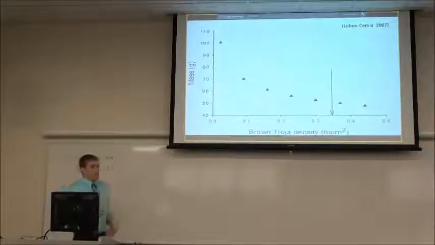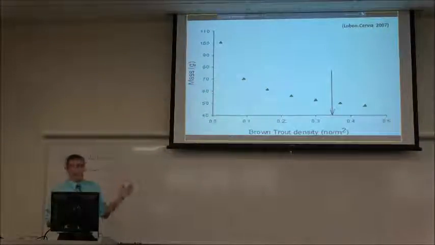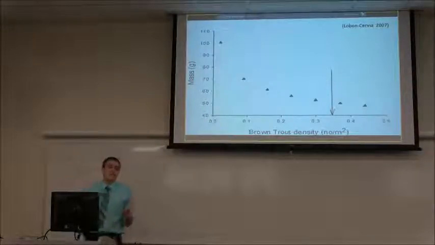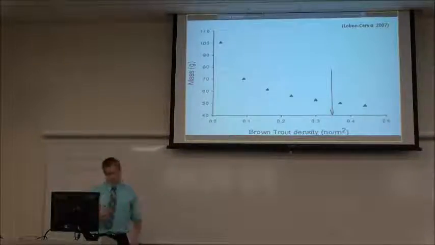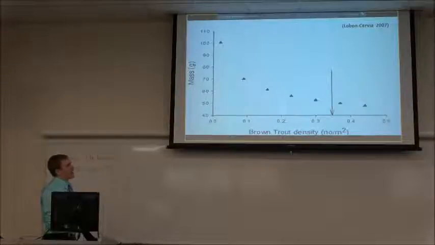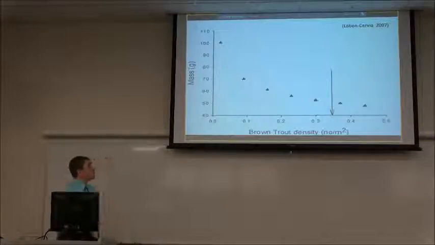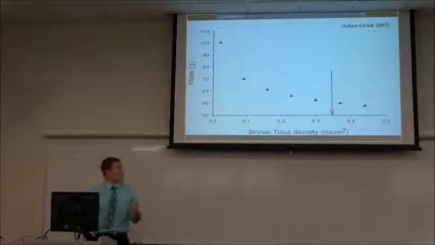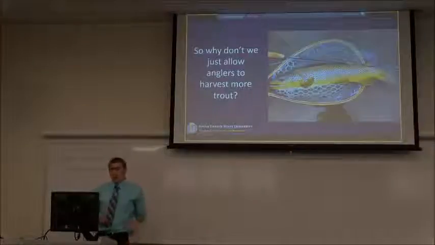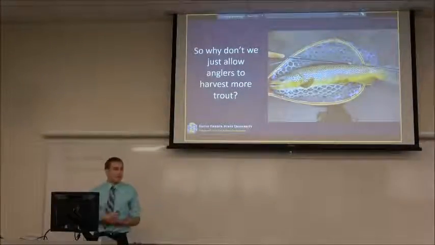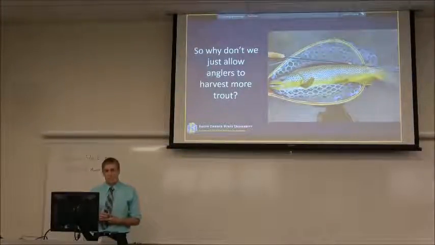Now, this is taken from one of those papers I just showed you. It's the relationship between trout density and average trout size. Now, that arrow there represents Spearfish Creek. And as you can see, it's on that right side of the spectrum. And reducing densities would, in theory, increase our mean size by a decent amount. So we have this high biomass, high density system with reduced growth rates.